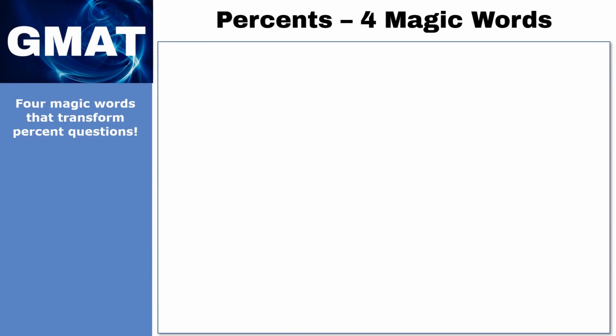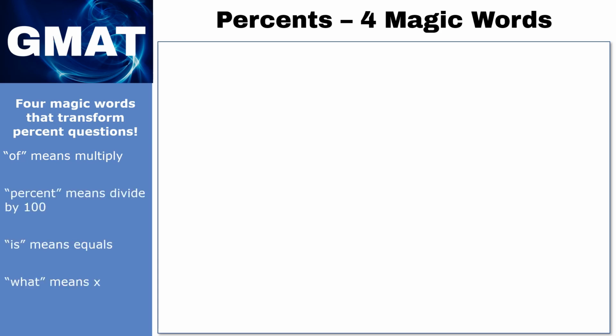Okay, let's tackle those percents. All right, the 4 magic words that transform percent questions are: of means multiply, percent means divide by 100, is means equals, and what means X. That means this question just got really easy.